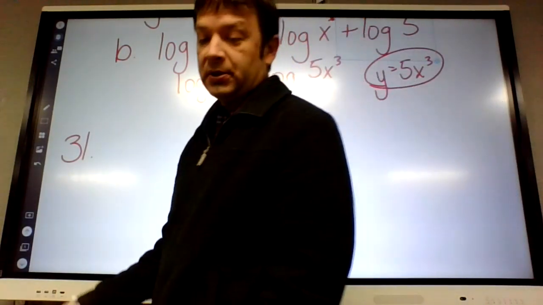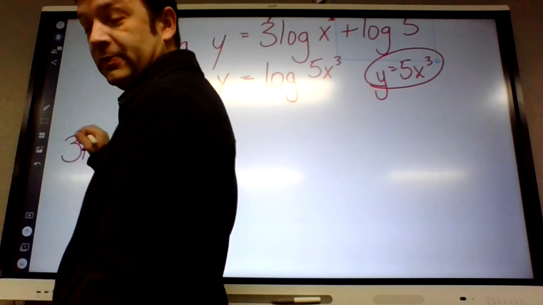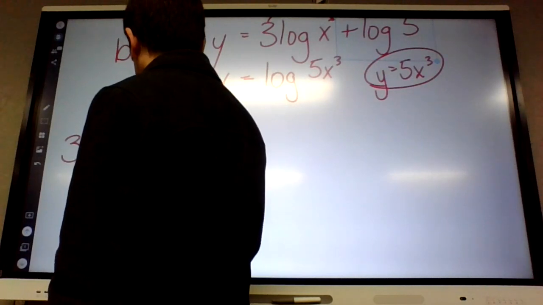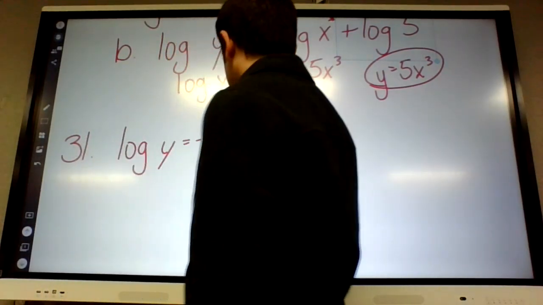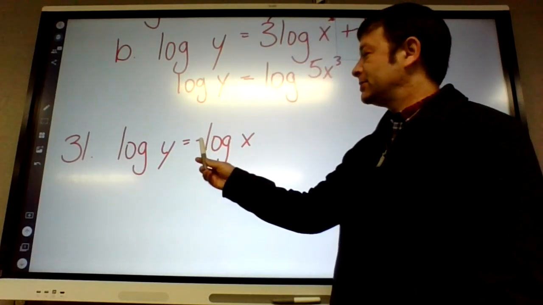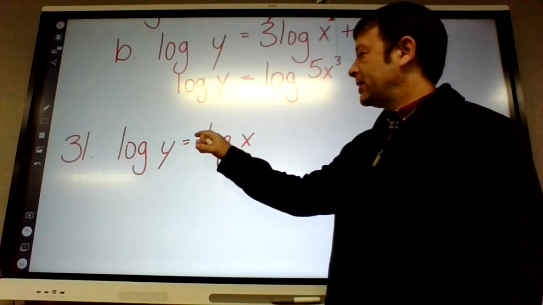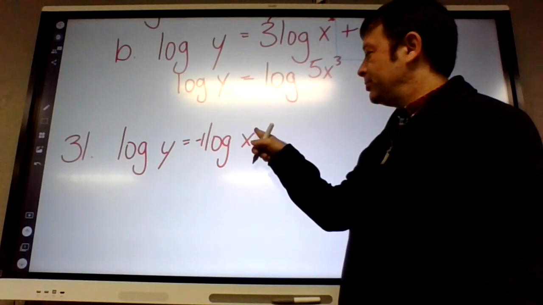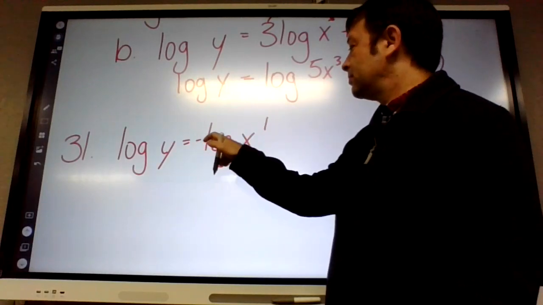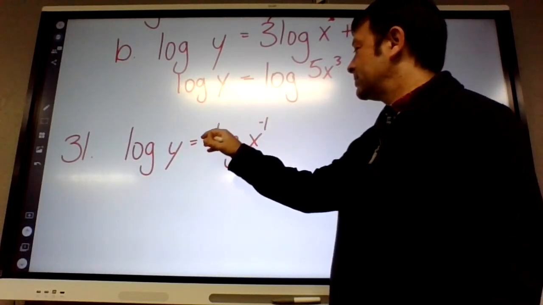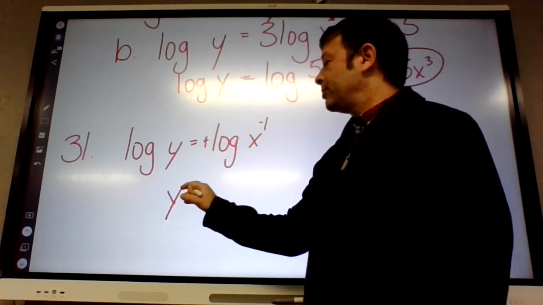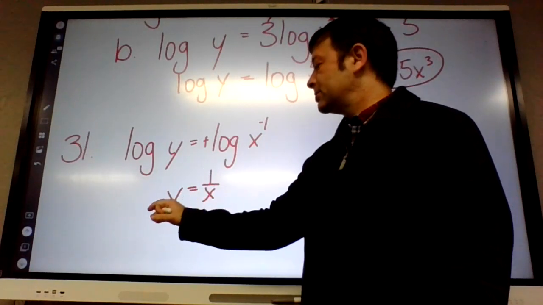Alright, 31a, here we go, 34. Log y equals negative log of x. Okay, so we kind of already did this once today. What happens to this negative in front? It's like a -1, so it can move to an exponent up here. So y would equal x to the -1, or the way the book would put it, y would equal 1 over x.